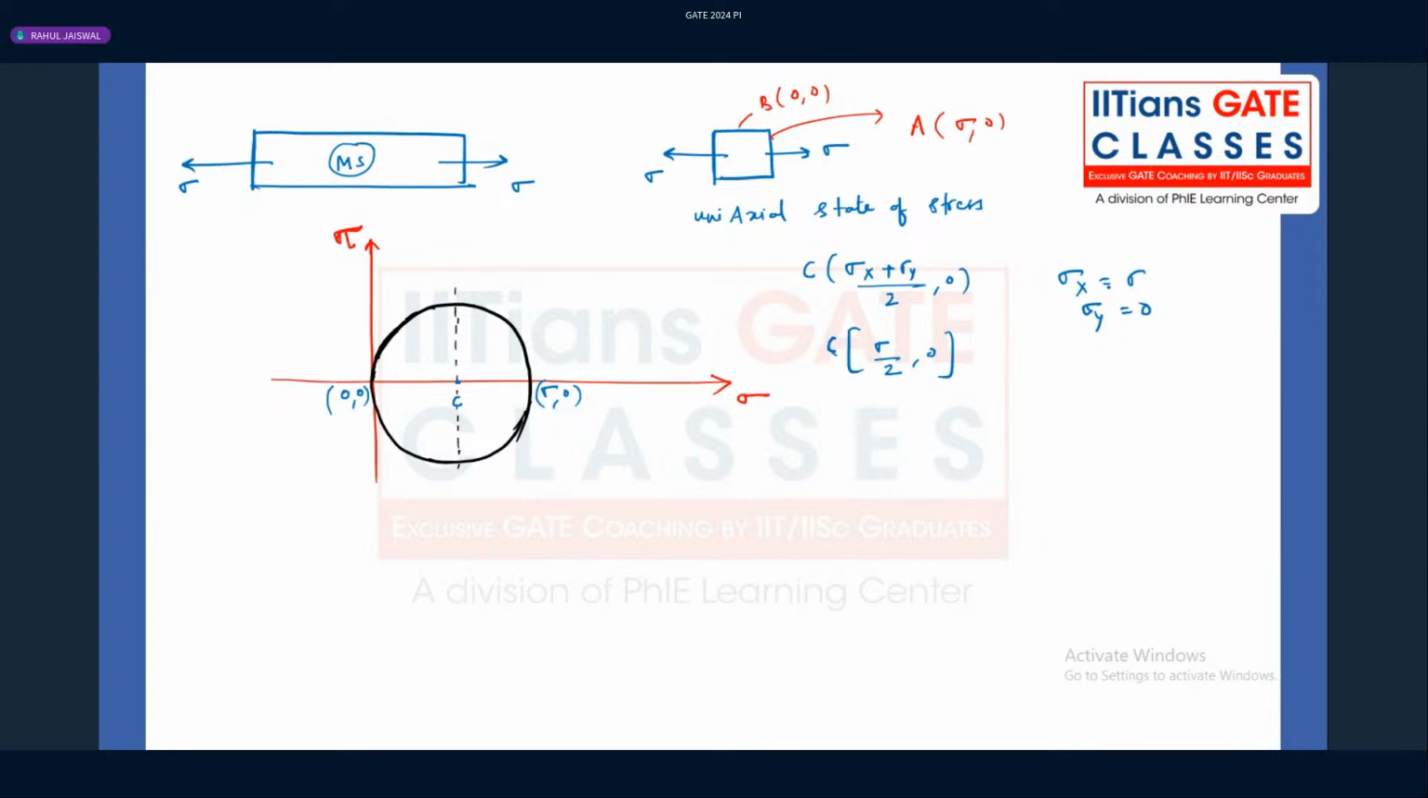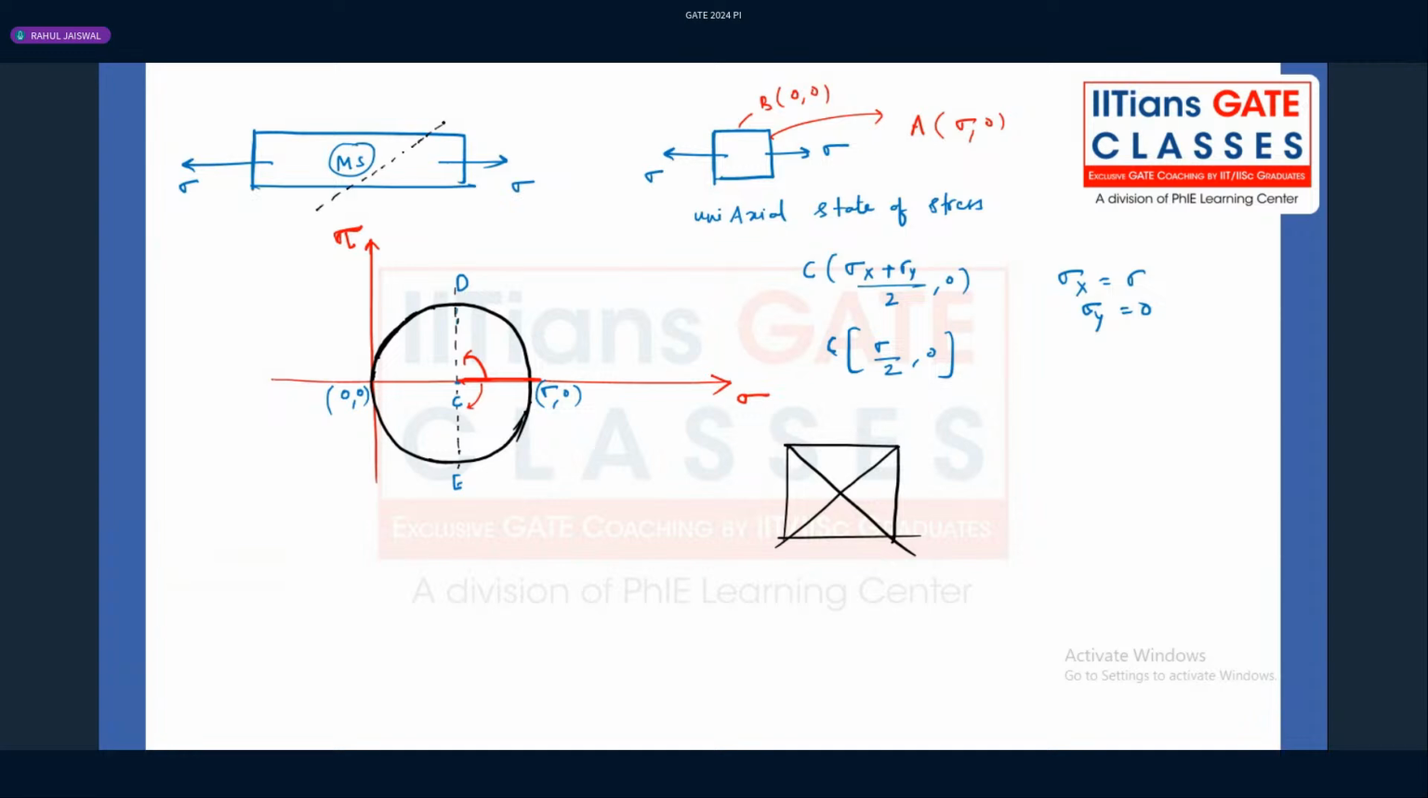Now you know that mild steel is basically a ductile material and it is going to fail by the maximum shear stress plane. What are the maximum shear stress planes? CD and CE. These are there at an angle of 90 degree, one clockwise and one anti-clockwise. In the Mohr circle, if it is at an angle of 90 degree, then in actual it will be at an angle of 45 degree. So these are the two planes at which the material will start failing.